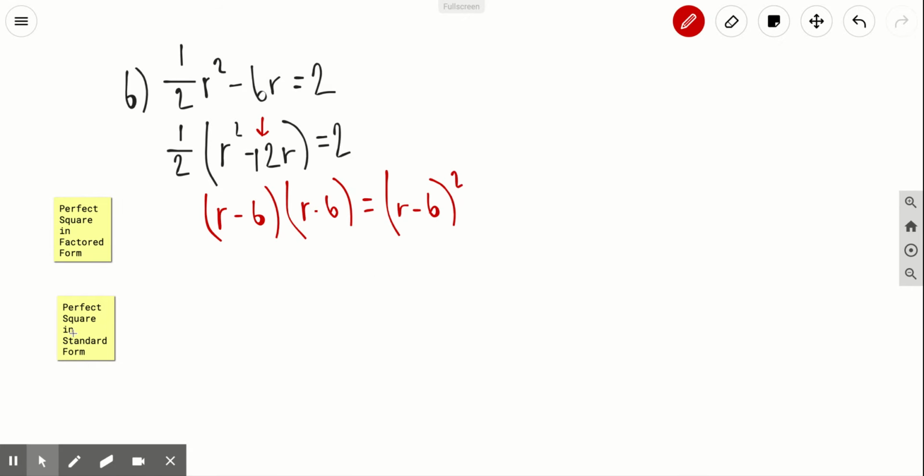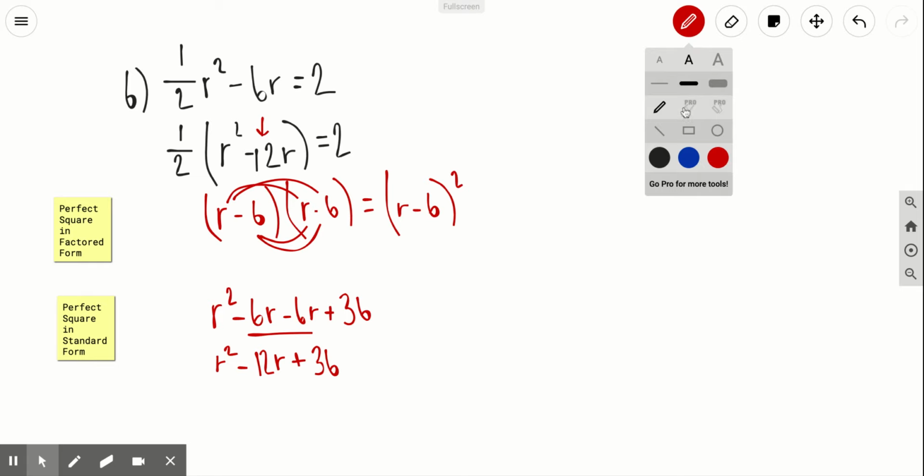Then I want to convert my perfect square in factored form to my perfect square in standard form. And I end up with r squared from r times r, minus 6r, minus 6r again, and plus 36, which I can simplify by combining like terms to r squared minus 12r plus 36.